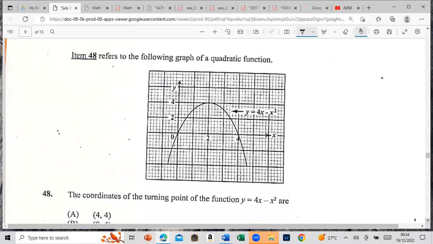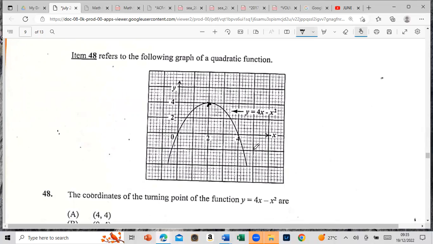Question 48 refers to the following graph of a quadratic function. Let's go straight to the question. It says the coordinates of the turning point of the function y equals 4x minus x squared are. So basically the turning point would be right here, so we're looking for this coordinate.